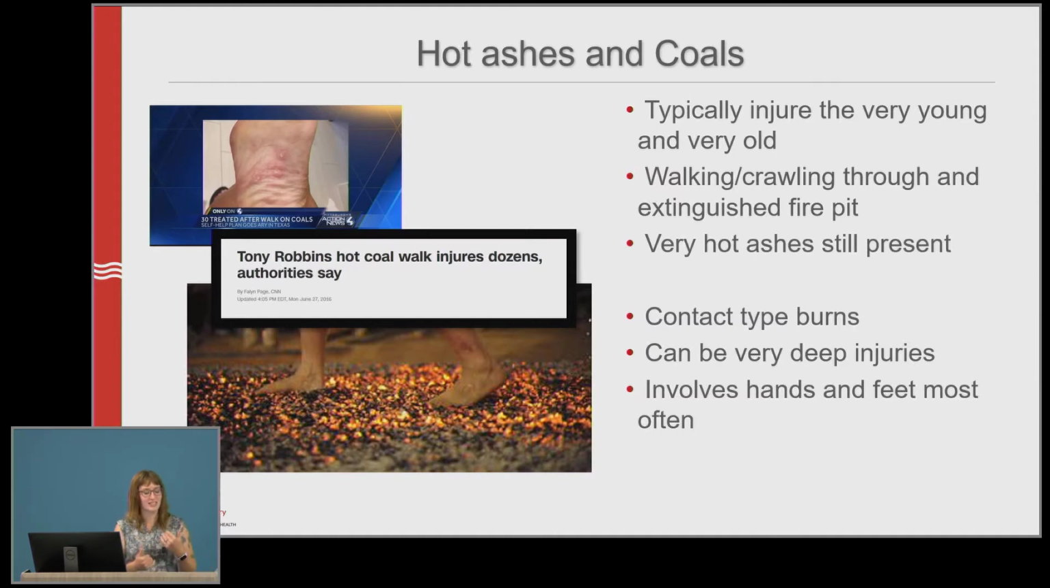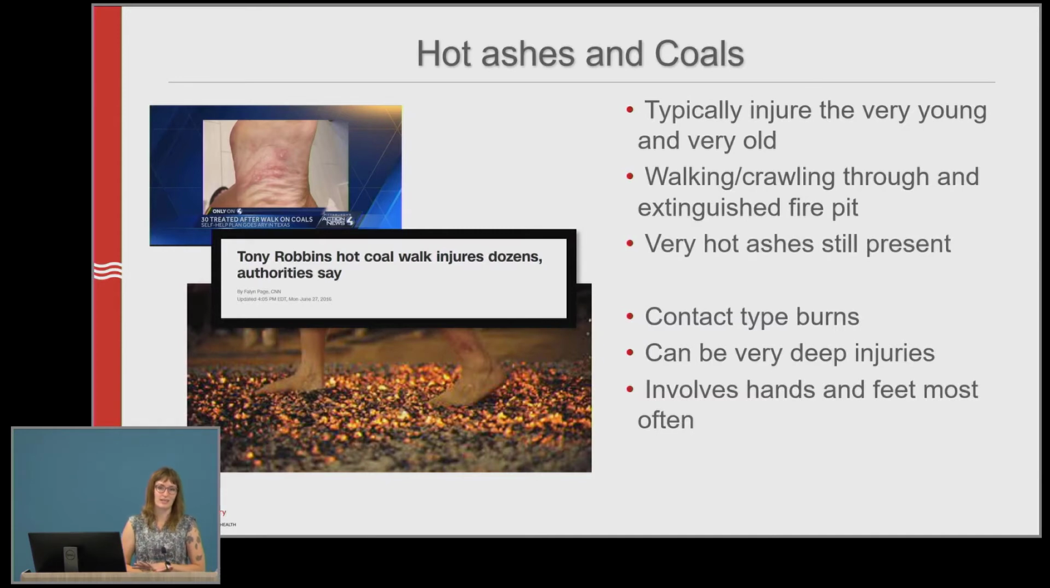So typically when we see these injuries, here in Wisconsin, we're going to see these in the very young and the very old. It's usually at a campsite. Someone had a fire the night before. They let it go out. And then a kid or a toddler is running around the next morning. They think the fire is out and they run through these ashes, but there's actually incredibly hot coals at the base of it. So these are going to be contact type burns from walking on those hot ashes.